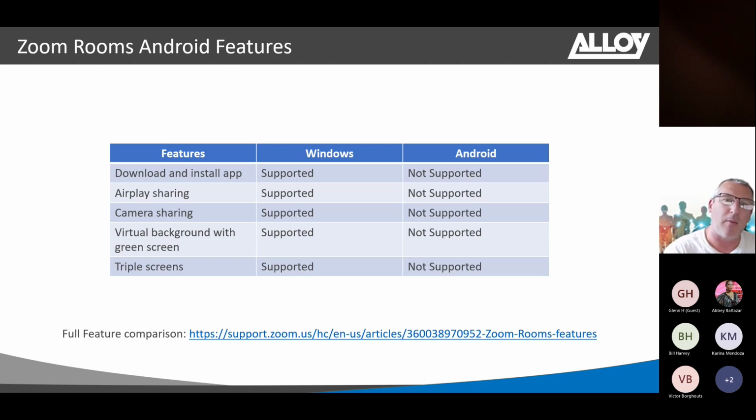Whereas with the Android solution, obviously that's not supported because the Android solutions already come pre-installed with that Zoom Room application. And I suppose AirPlay sharing is another key feature that's missing at the moment from the Android devices. Another key feature, I think, is also the 3-screen support. With the Windows solutions now, as long as the hardware that you're using supports it, they support up to 3 screens, whereas the Android solutions only support two screens. And again, there's a link there for a full comparison between the Windows and the Android solutions.